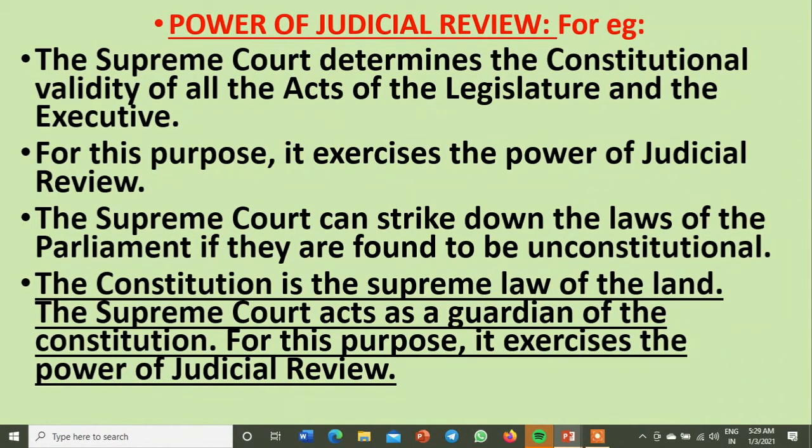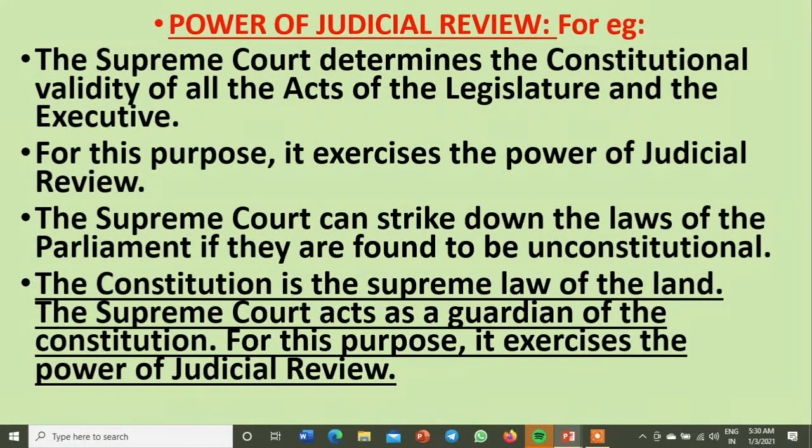This power is in the hands of the Supreme Court and the High Courts. The Supreme Court determines the constitutional validity of the acts of the legislature and the executive. For this purpose, it exercises the power of judicial review. The Supreme Court can strike down the laws of the Parliament if they are found to be unconstitutional.